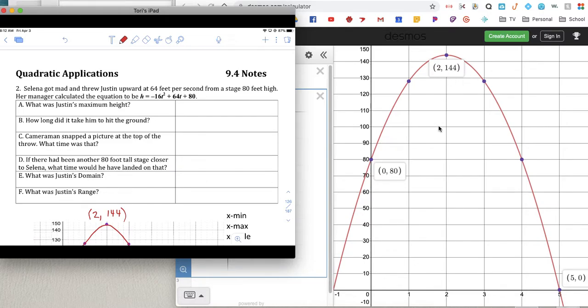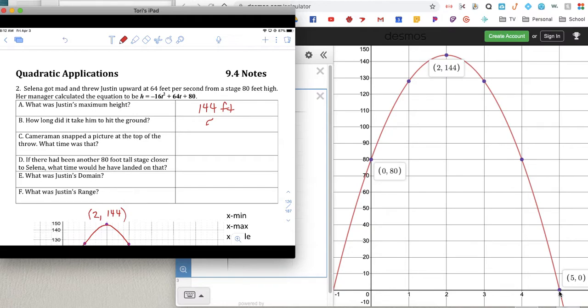All right, so first question says, what is the maximum height? All right, that's over here. What's the highest height I got to? 144 feet. How long did it take him to hit the ground? Okay, that's not the 2. When did it hit the ground? That's the 5. So 5 seconds.